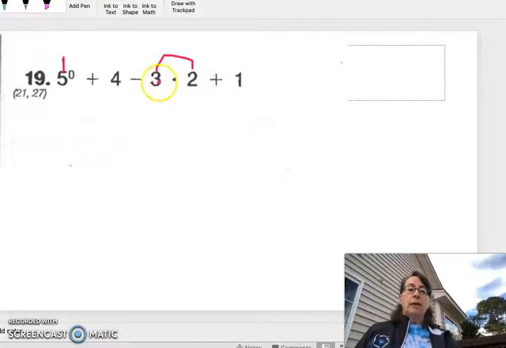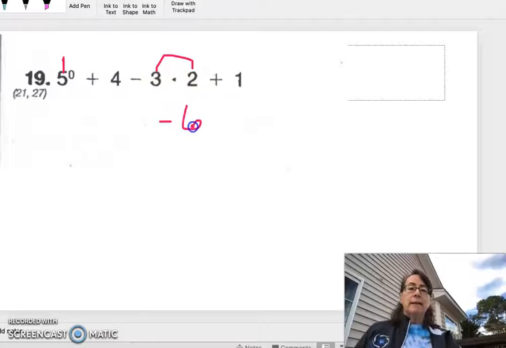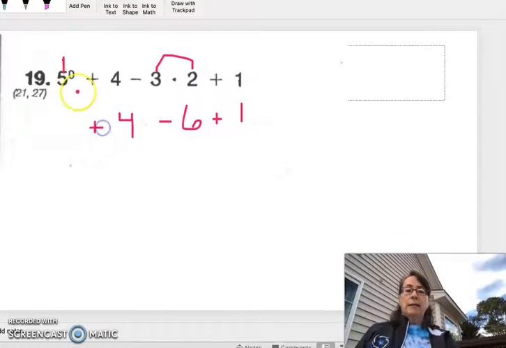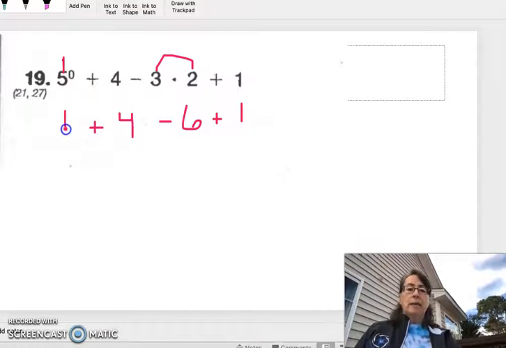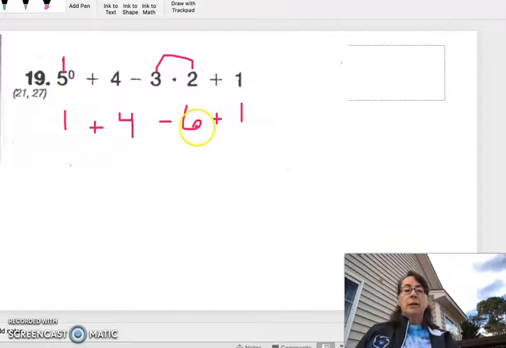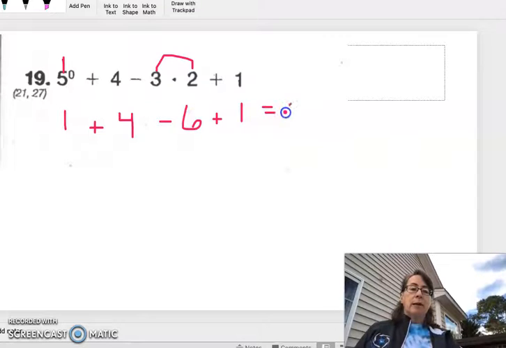So we're going to say 3 times 2, but it's a negative 3 times 2. We'll say this is a negative 6 plus 1. A 4 is on the other side. And then plus 5 to the 0 is 1. So now everything is plus or minus. I'm going to go left to right. 1 plus 4 is 5. 5 take away 6 is negative 1. Plus 1 is 0.